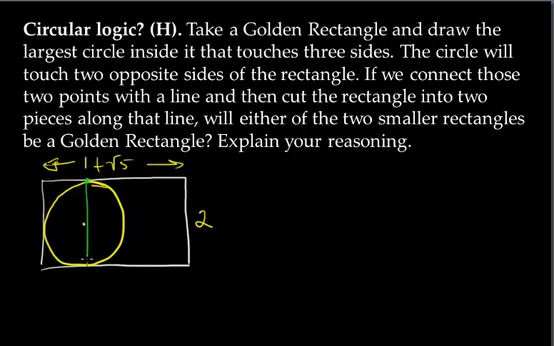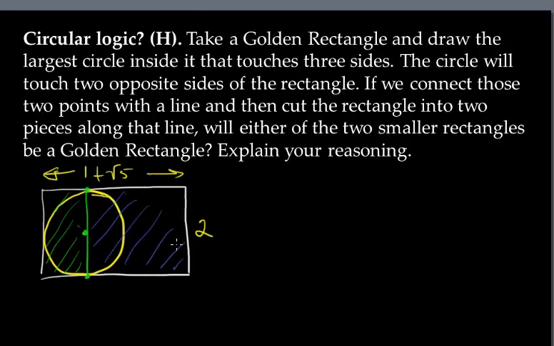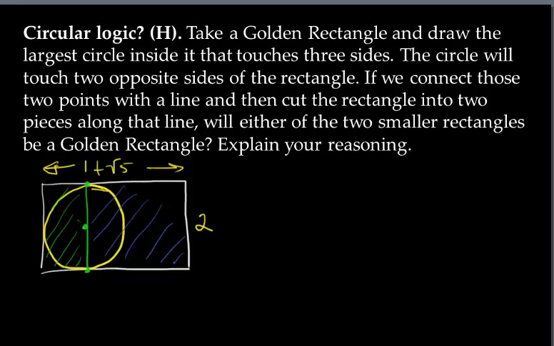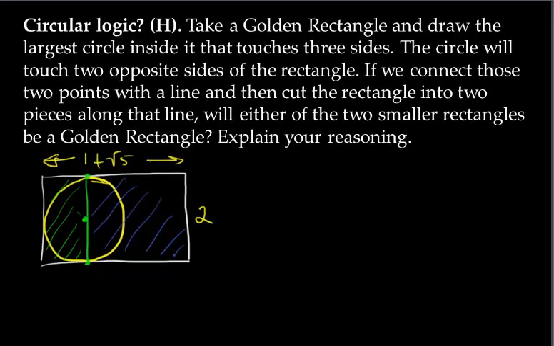Between the 2 opposite points. Okay, it should be going through the center there. We divide it into 2 rectangles, this green one and this blue one. So then it asks us, will either of these 2 rectangles, the green one or the blue one, will either of them be golden?